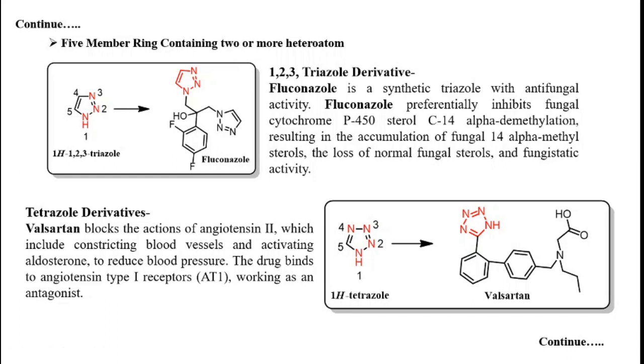Tetra means 4. You all know that. And the tetrazole is a 5-member ring which contains 4 nitrogens at position numbers 1, 2, 3, and 4, and then it is called a tetrazole. The example of tetrazole is valsartan.